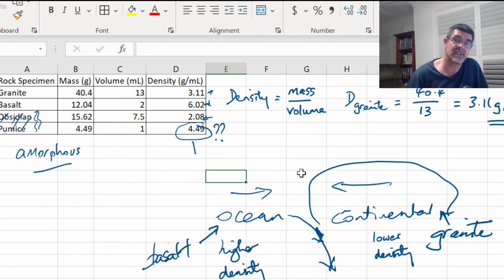But these other results give us a nice little trend. The numbers are much different. I would expect basalt to be closer to a 3 and granite to be closer to, say, a 2.6, 2.7. But they give you a bit of an indication of the difference between them. Definitely basalt is the more dense rock, and it's the one that's more likely to be a component of oceanic crust. Thanks for watching.